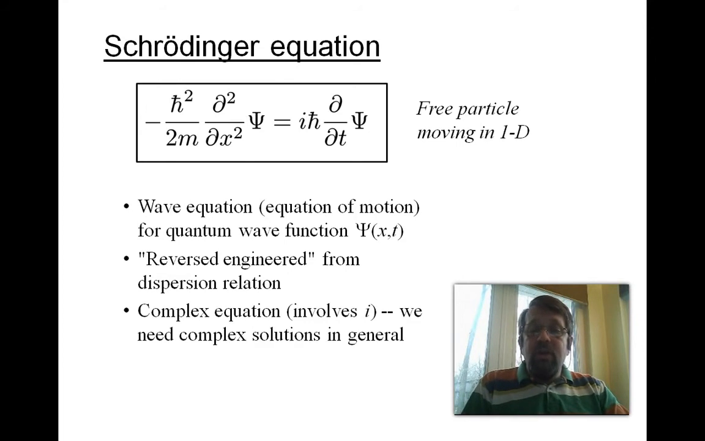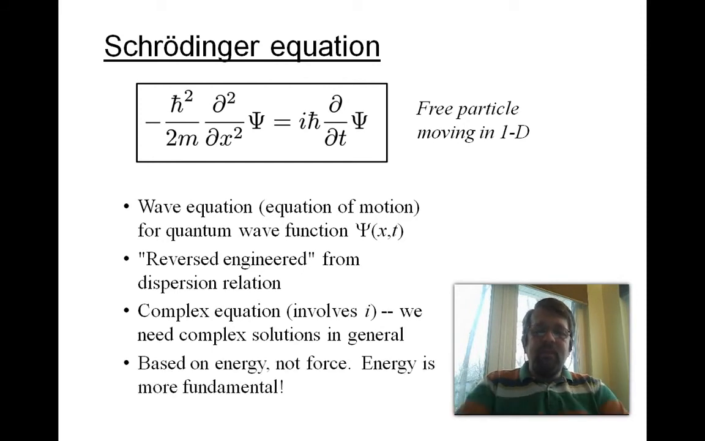Notice that the Schrodinger equation is a complex equation. It involves i. i appears right there in the equation. And that means that in general, we will need complex solutions. The wave function must be complex, which is one of the weird things about quantum mechanics. And finally, notice that the Schrodinger equation is based on energy, not force. And that tells us that energy is actually more fundamental in quantum mechanics than the idea of a force. Energy is what we need to think about.